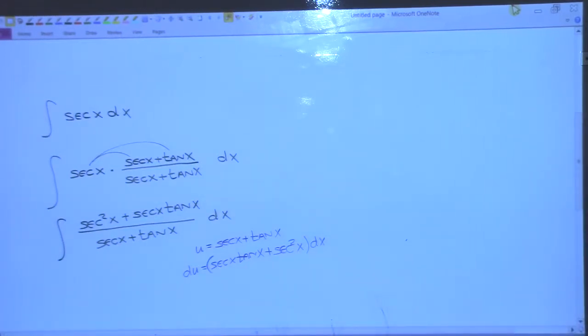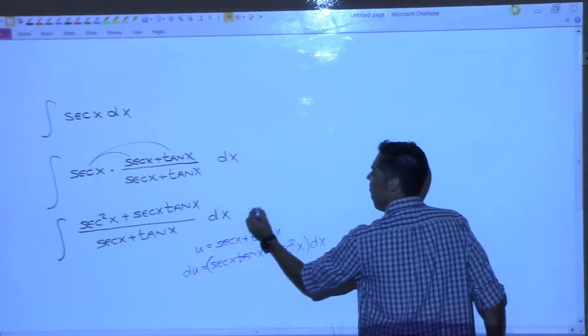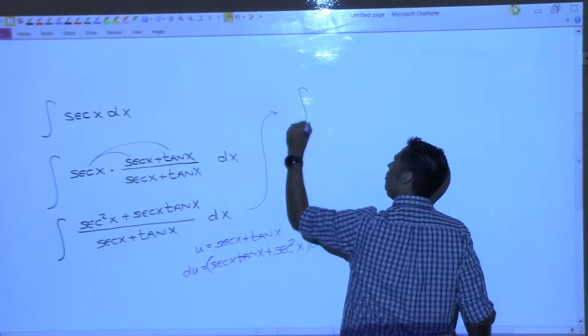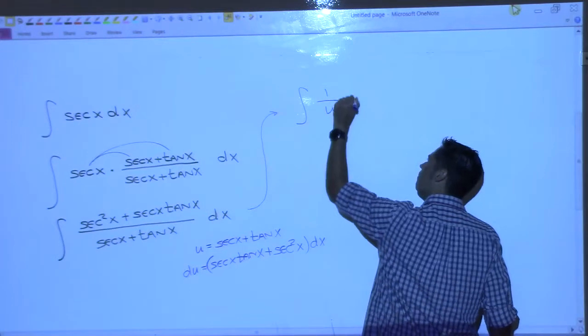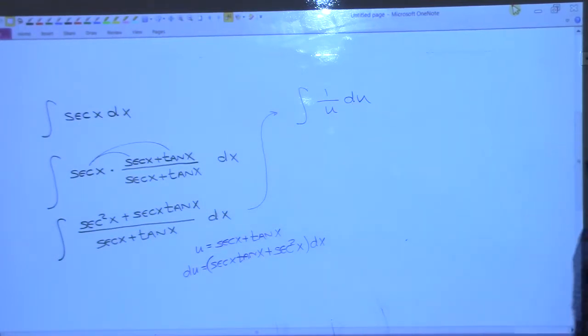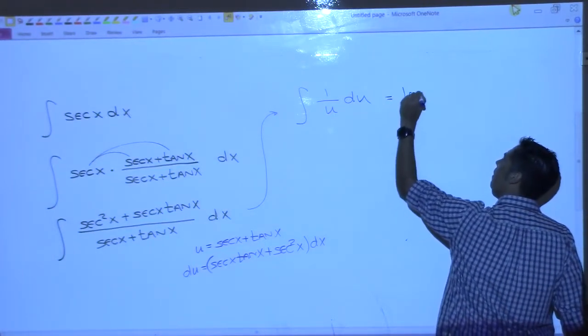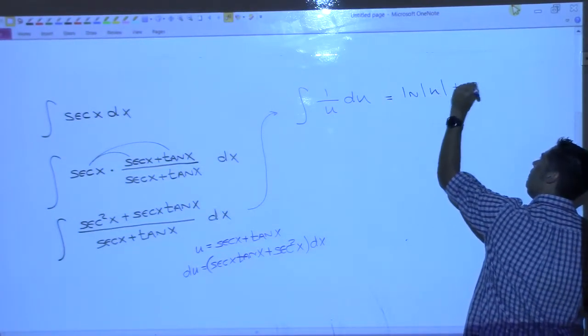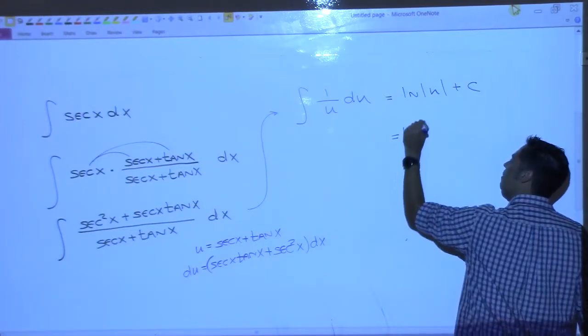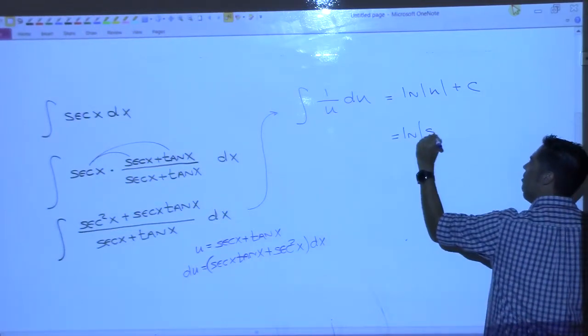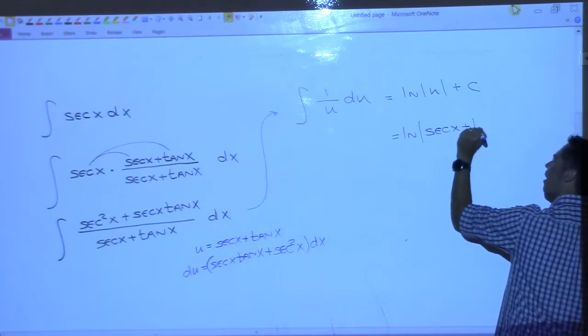Beautiful. So this now becomes integral 1 over u du. There's not even a negative sign or anything. It's like perfect, isn't it? And the antiderivative of that is just natural log of the absolute value of u plus c. And then we replace u with secant x plus tangent x. And that should match the formula you have, right?